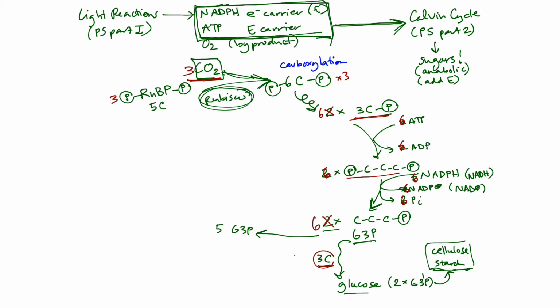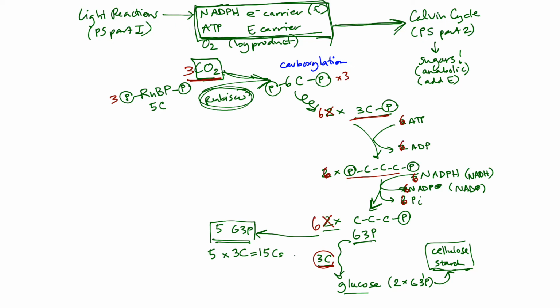We have 3 carbons that are going off to make glucose. And then we're left with these 5 molecules of G3P. So we've got 5 molecules, and each one has 3 carbons. That means we have a total of 15 carbons here. What's going to happen to these 5 molecules, these 15 carbons bound up in G3P?